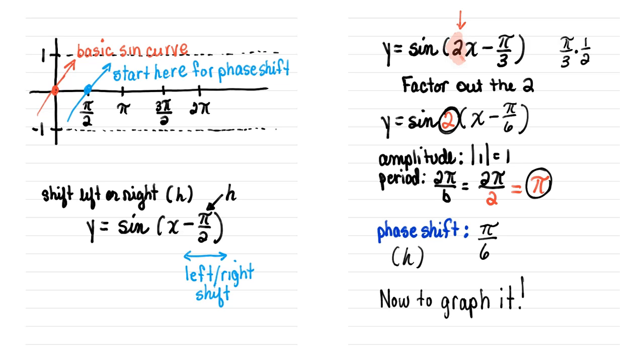So looking at this, we see that the amplitude is 1. The period here is 2 pi over b, or over the 2 here. So our period is going to be from 0 to pi. And the phase shift, that means it's going to begin at pi over 6.